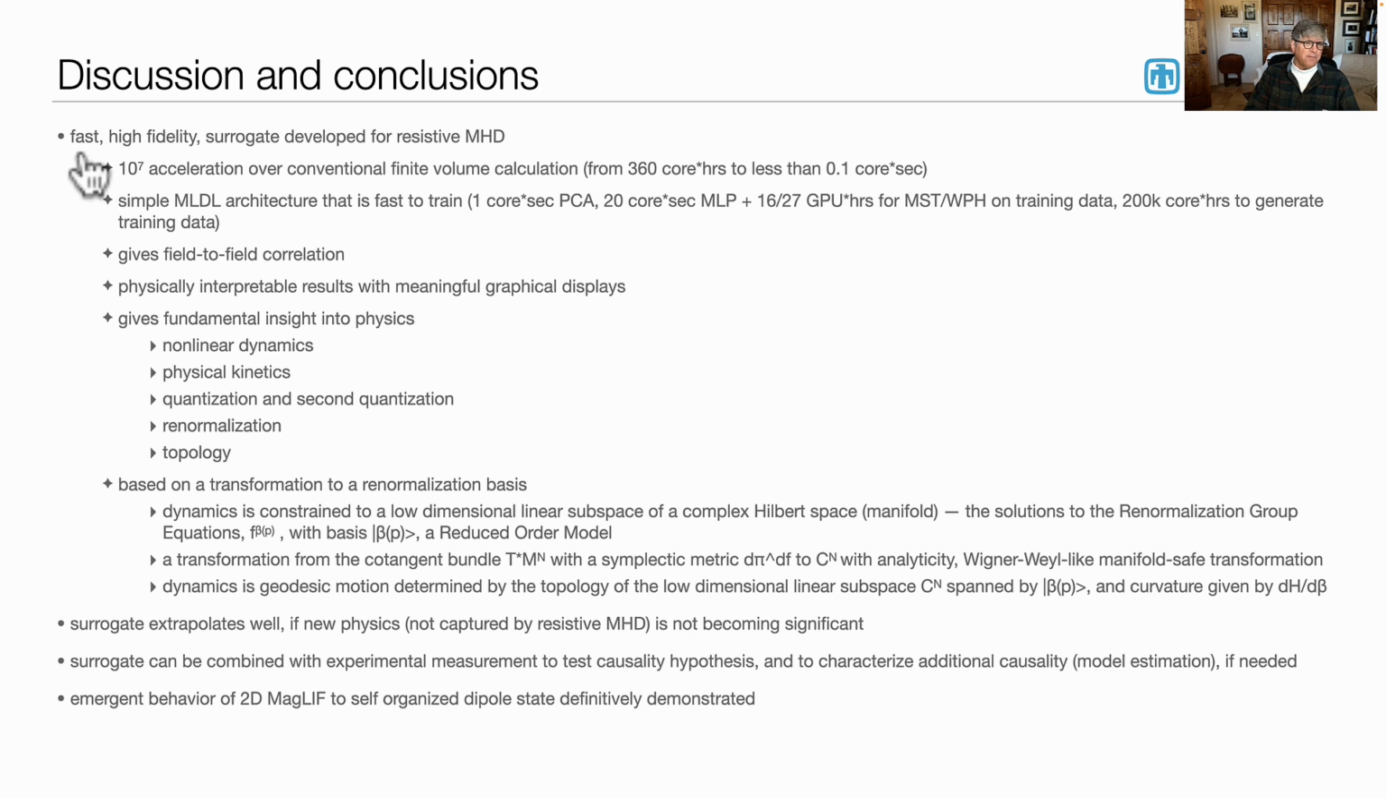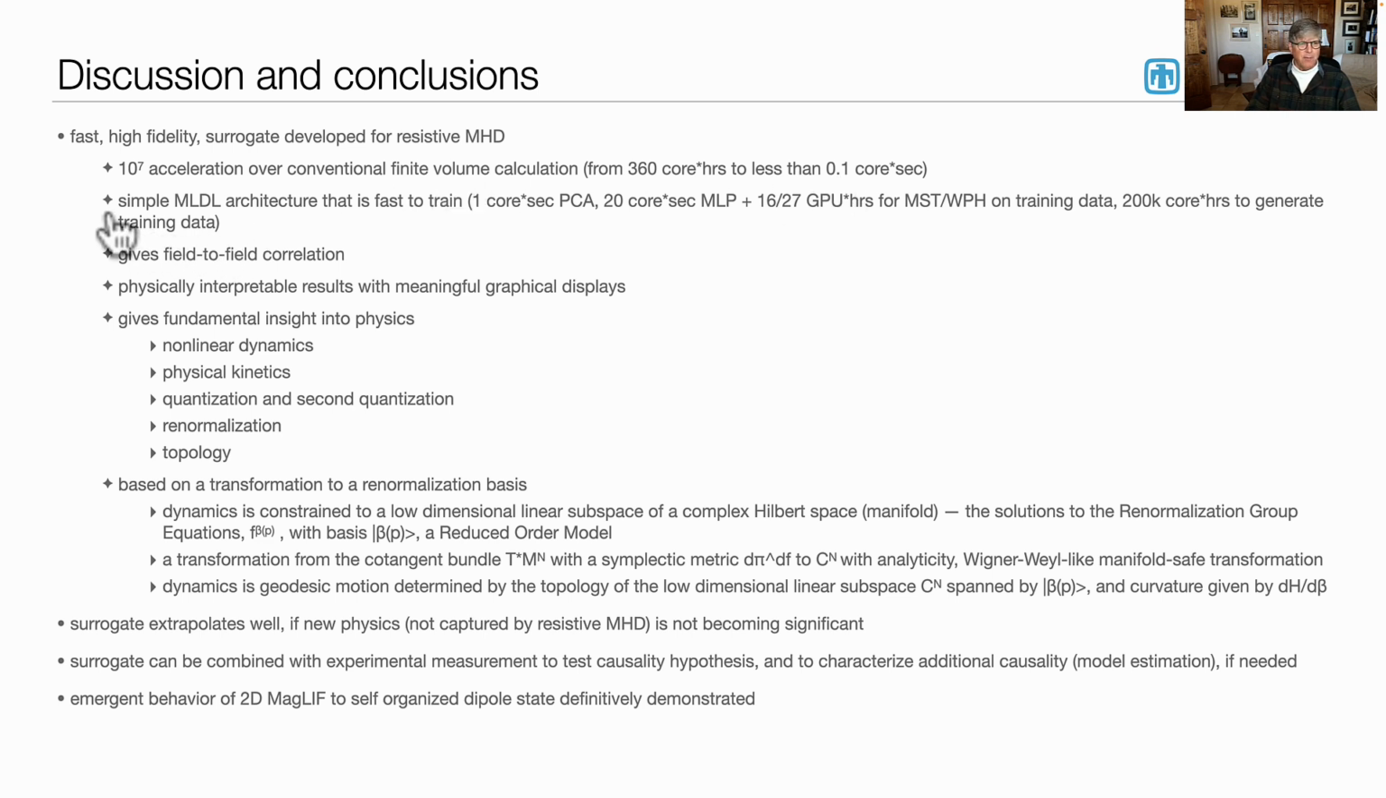First of all, we've formed a fast, high-fidelity surrogate based off of resistive MHD. This has given a 10 to the 7th acceleration over the conventional finite volume calculation. Each one of the 539 simulations took approximately 360 core hours to do, and this was in terms of the forward model. Once the surrogate is trained, it takes less than a tenth of a core second to do.